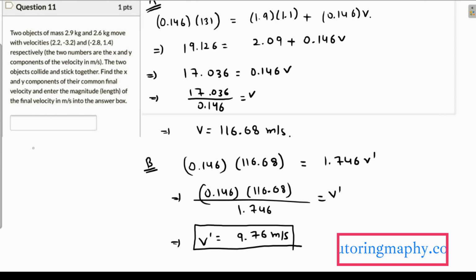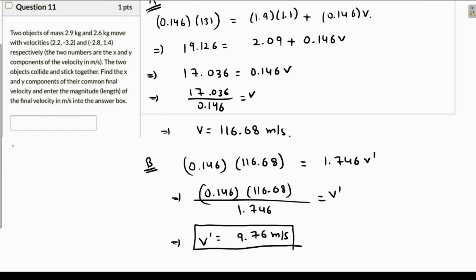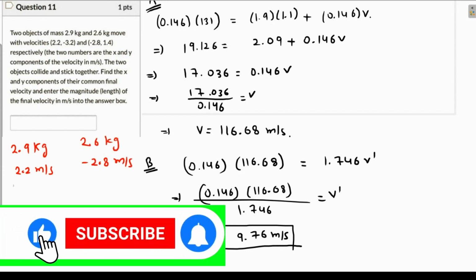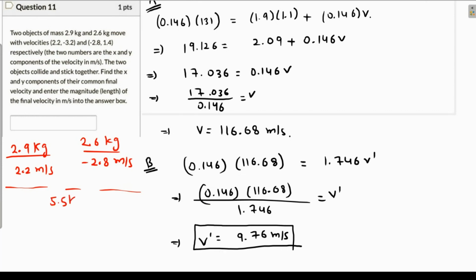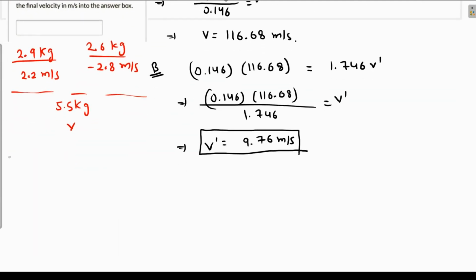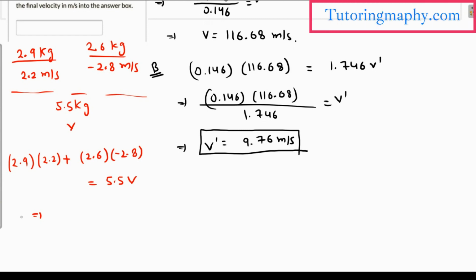Of course we are going to conserve the momentum in both directions. For the x direction, this is 2.9 kilograms having a velocity of 2.2 meters per second, and 2.6 kilograms having a velocity of negative 2.8 meters per second. After the collision, they become one unit, so 2.9 plus 2.6 is 5.5 kilograms moving with some velocity v. Conserving momentum, 2.9 times 2.2 plus 2.6 times minus 2.8 equals 5.5 times v. So v comes out as negative 0.16 meters per second.